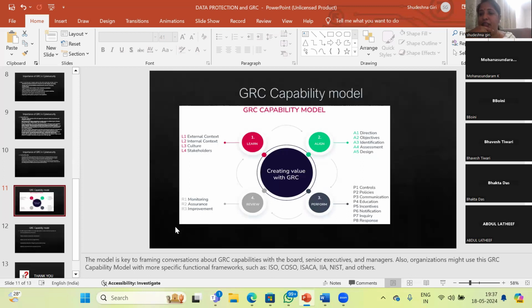Yeah, this capability model is really very nice. I mean, I have seen it, but in a different format, and this is really something summarizing everything. Yeah. Thank you.